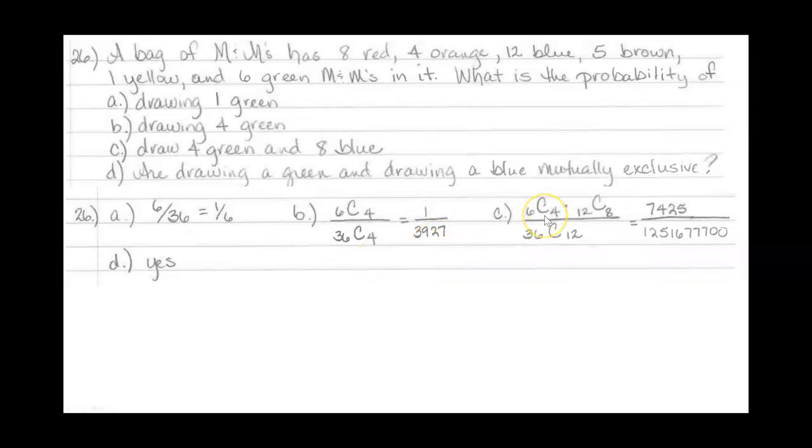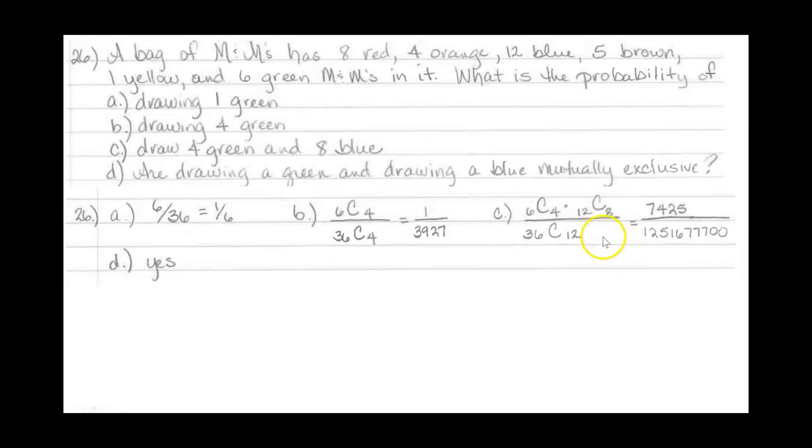All right, so then for this one, what's the probability of drawing 4 green and 8 blue? Okay, so this time I have 36 to choose from, and this time I'm choosing 4 green and 8 blue. That means I'm choosing 12. So for the 4 green, I had 6 green to choose from, and I'm choosing 4. And for the 8 blue, I had 12 blue to choose from, and I'm choosing 8. So again, I put this whole thing in my calculator, and it gave me a decimal in scientific notation, which is perfectly fine.